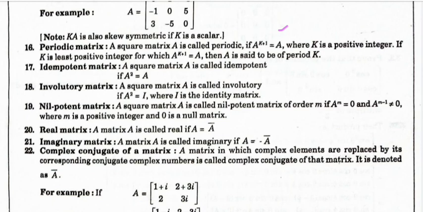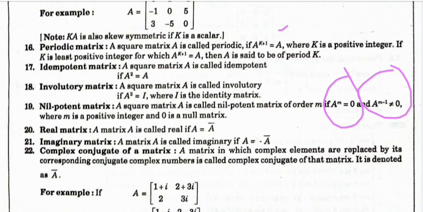A square matrix is called a nilpotent matrix of order m if A to the power of m is 0 and A to the power of m minus 1 is not equal to 0. So it is called a nilpotent matrix, where m is a positive integer and 0 is a null matrix. Now come to the next, that is your real matrix.